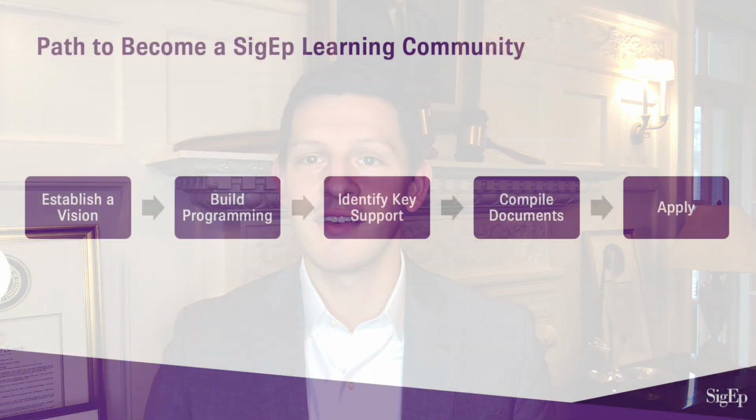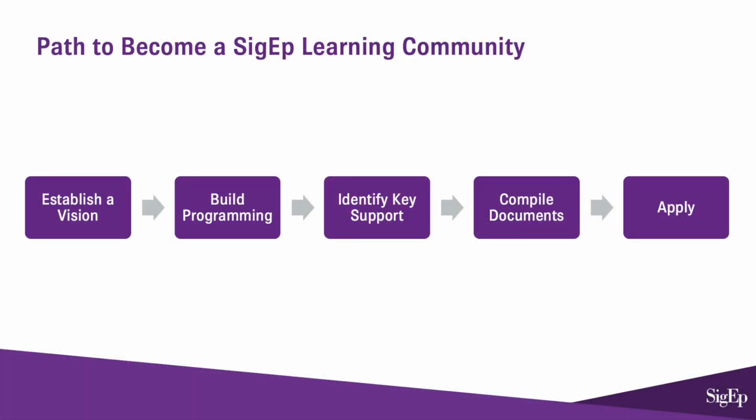The important pieces of applying for your chapter are: submit an application annually, review feedback with key stakeholders, and set new learning community goals based on the feedback that you received from the committee. As a quick recap, the 5-step process to become a SigEp Learning Community is: establish a vision, build programming, identify key support, compile documents, and apply to become a SigEp Learning Community.